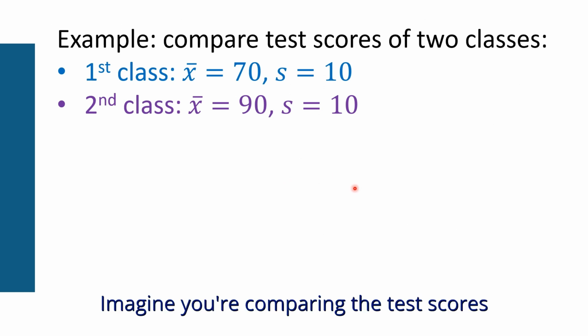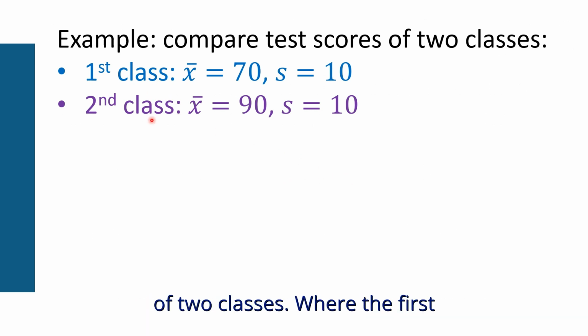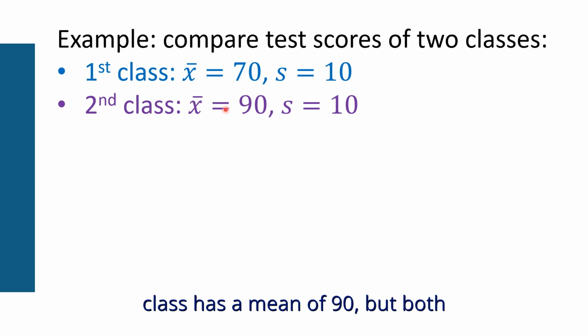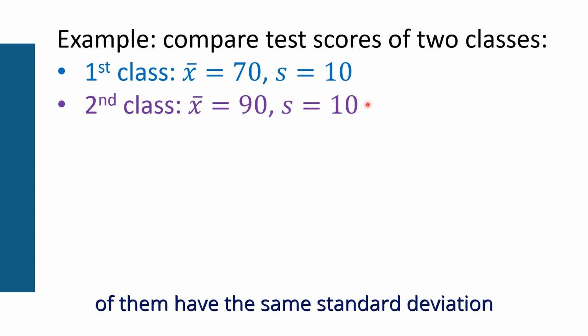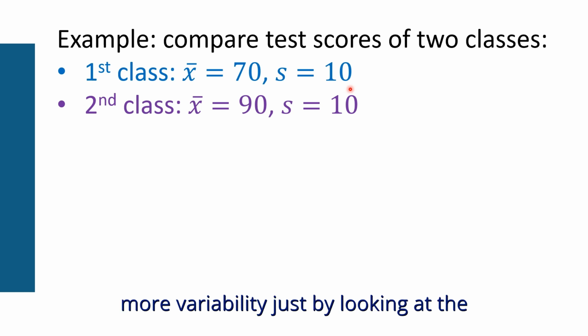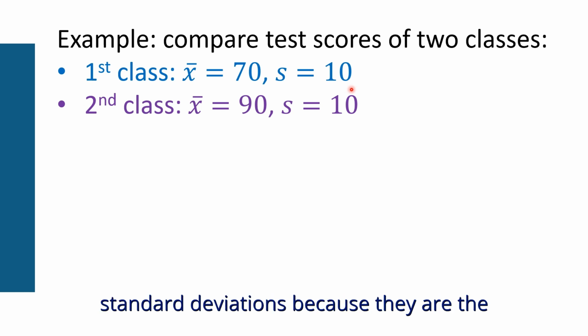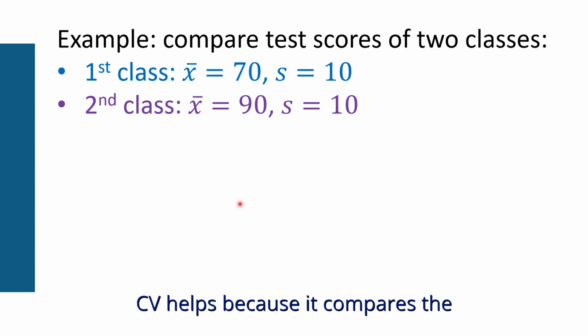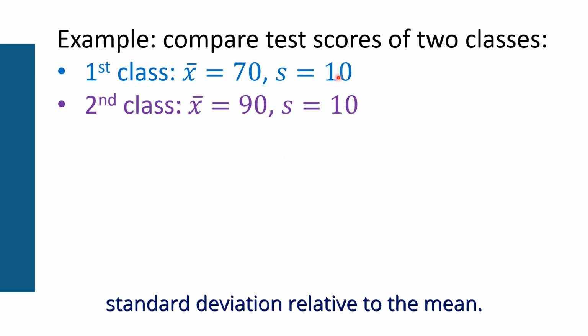Imagine you're comparing the test scores of two classes, where the first class has a mean of 70 and the second class has a mean of 90, but both of them have the same standard deviation of 10. It's hard to tell which has more variability just by looking at the standard deviations because they are the same, but with different means. The CV helps because it compares the standard deviation relative to the mean.